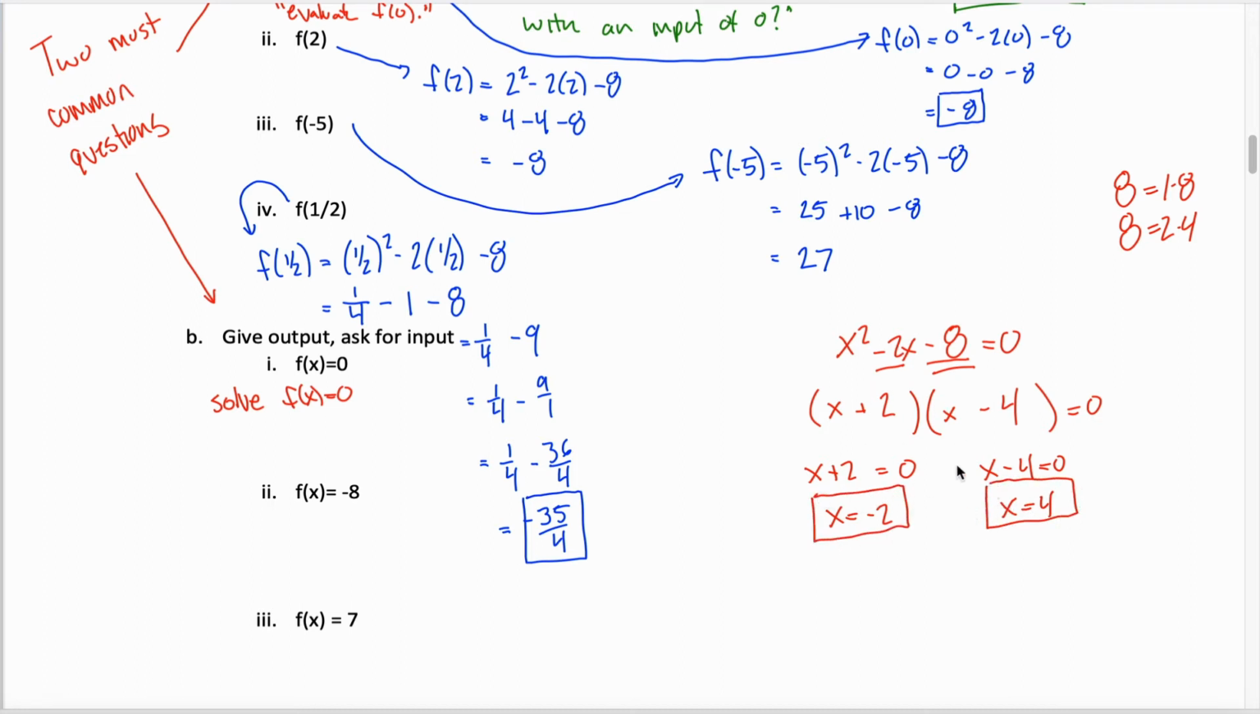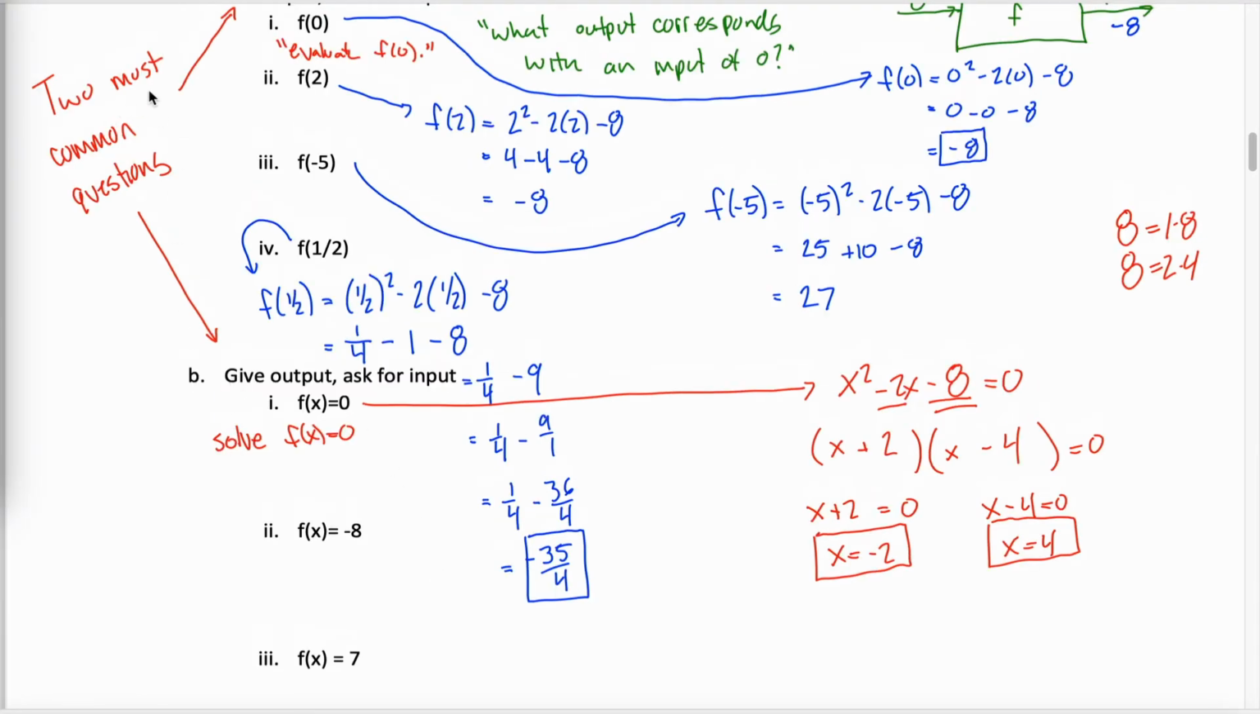It's easy to get lost in the algebra of what we just did. So think about what you just figured out. x is negative 2, x is 4 when f of x equals 0. Think in terms of flowcharts. When I put negative 2 into this machine, 0 should come out. When I put positive 4 into this machine, 0 should come out. There's two different inputs that lead to this output of 0.